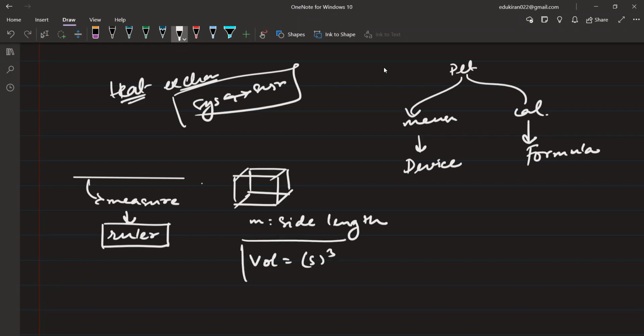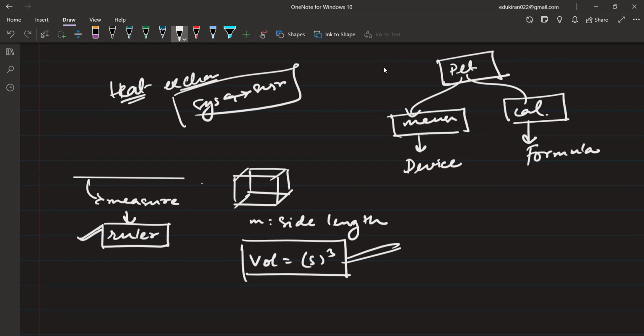So you saw that we calculated a complex thing using a formula, and this formula uses a very simple device. Please remember, we need a device, that is the ruler here. You cannot directly get the volume of something. You need a simple ruler, with which you can measure the length, and then a formula to calculate the volume. Whenever you determine some value, you can determine it by measuring it or by calculating it.